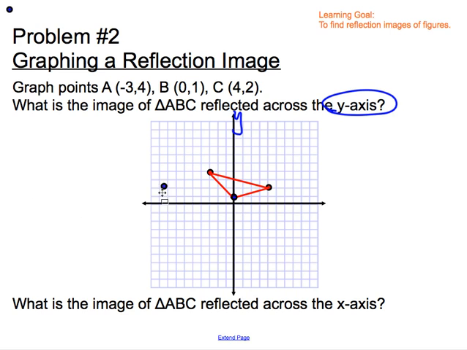Now, just like we did on the previous slide, we're going to take this point and go directly towards the y-axis and past it. So 1, 2, 3 gets us to the y-axis. 1, 2, 3 past it gets us the point that we're looking for. And the same thing with this location. We go 1, 2, 3, 4 to get to the y-axis, and then 1, 2, 3, 4 past it. If we connect these 3 locations, that'll get us the triangle that we're looking for.